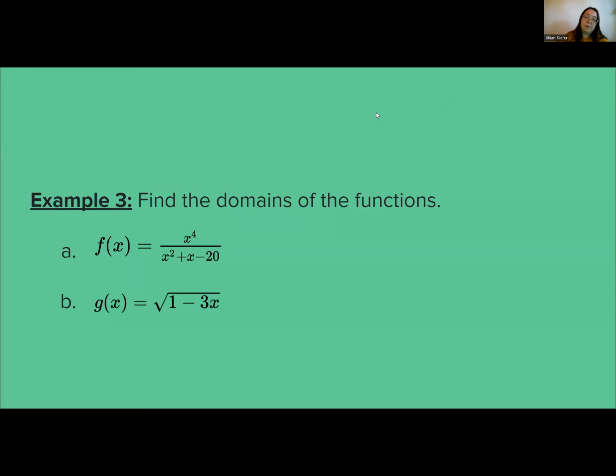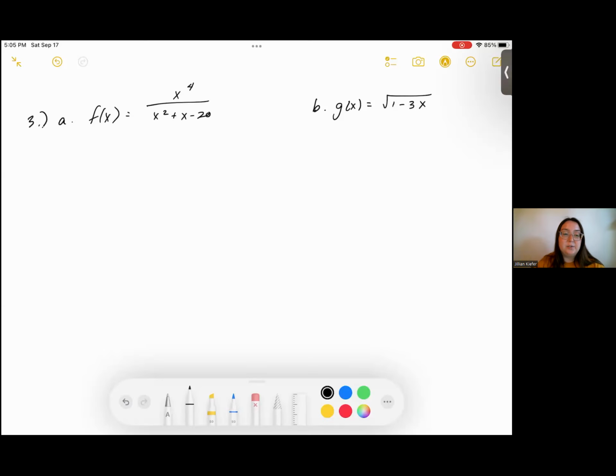So we're going to go ahead, we're going to go to our notes, and we're going to find the domains of these functions. All right, so we have our two functions here for part A and part B, and we want to find their domain.